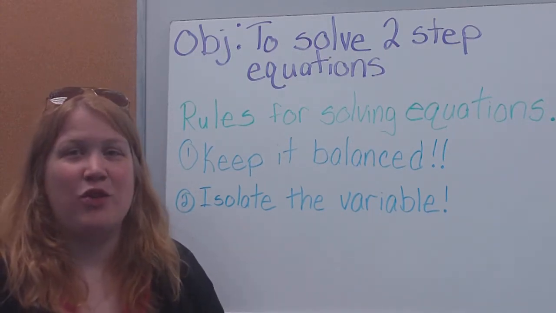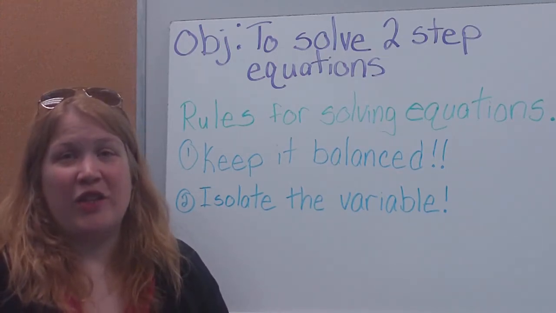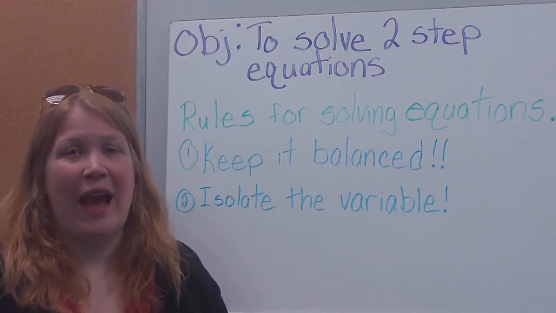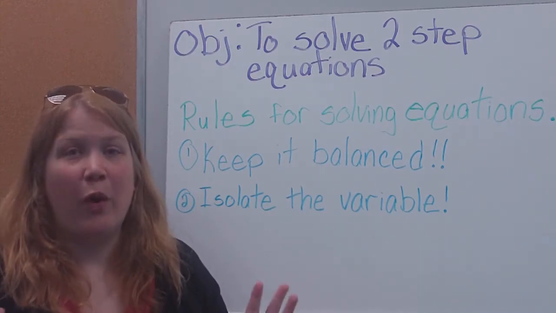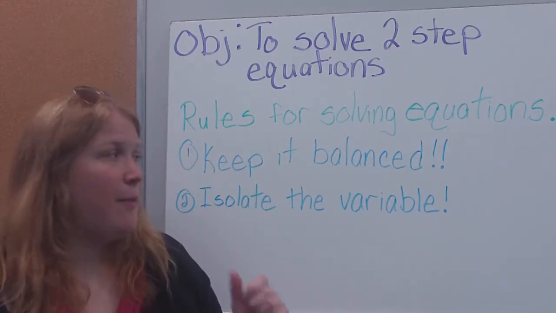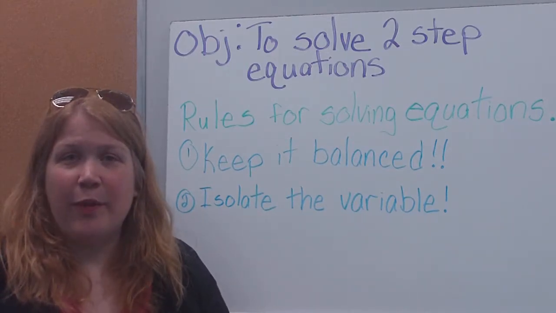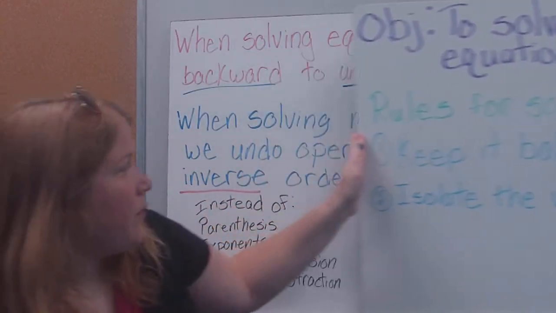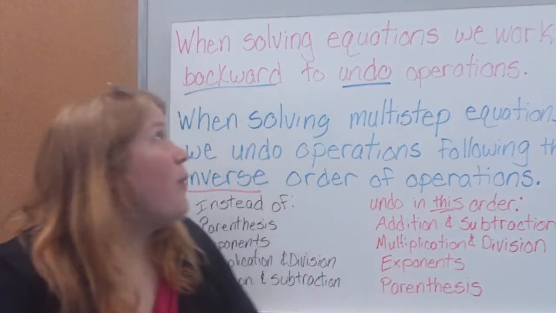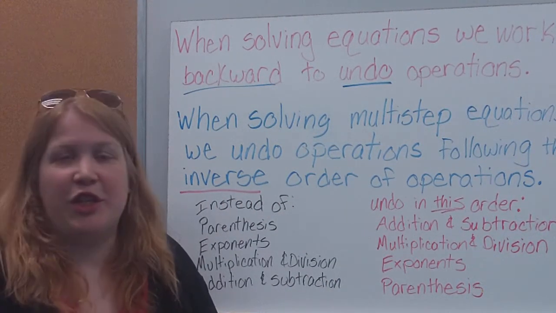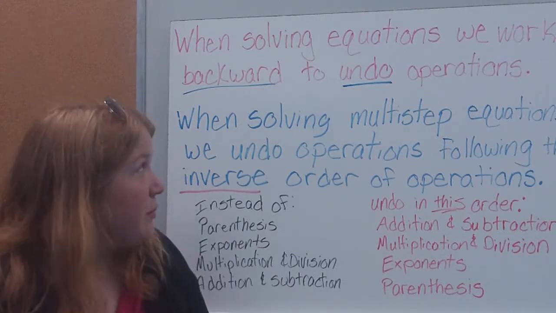So again, I'll just remind you of our rules. Whenever we're solving equations, the 2 important things to remember are to keep it balanced: whatever I do to one side, I have to do to the other. That's true of both operations that I'm undoing. And then we want to isolate the variable, because once we have the variable by itself, we know what it's equal to. If you'll recall, when we were solving equations, we were undoing an operation by using the inverse operation.